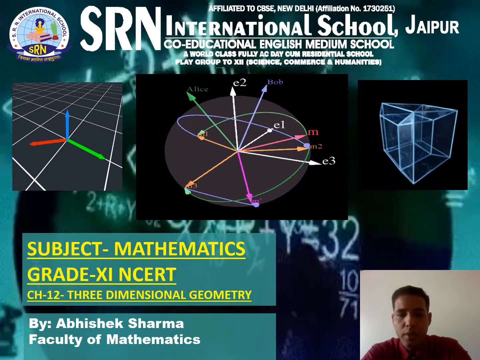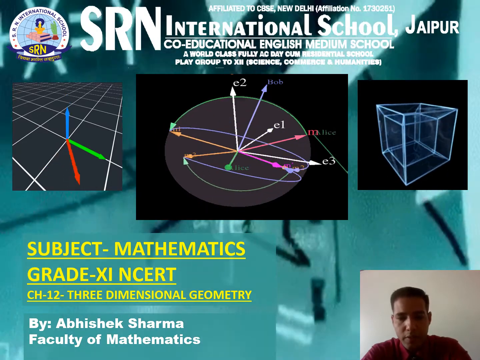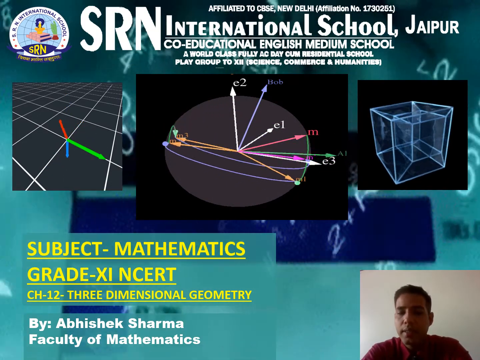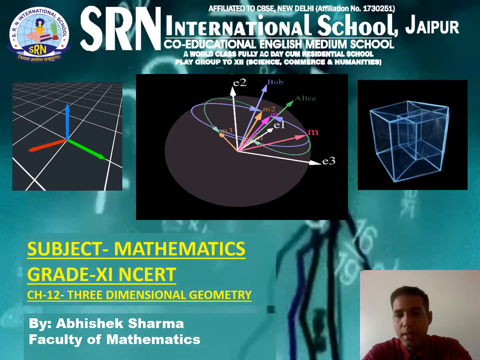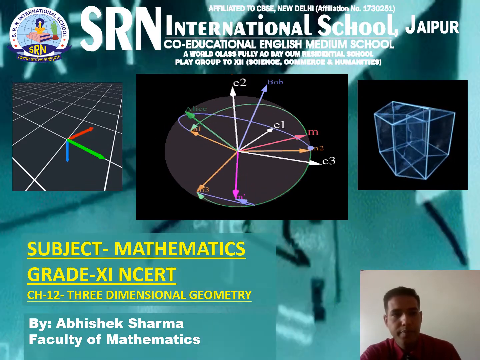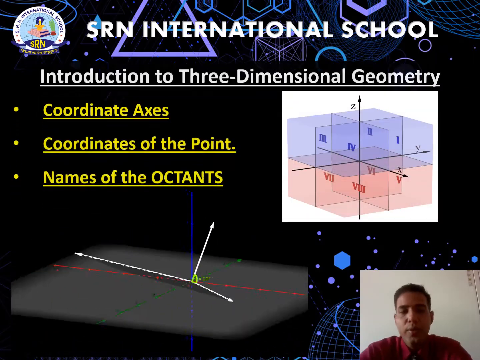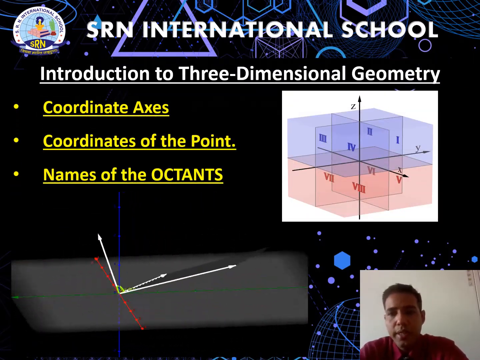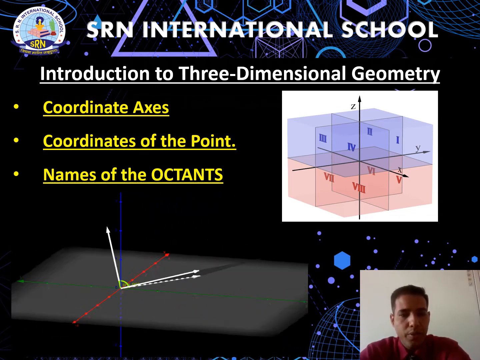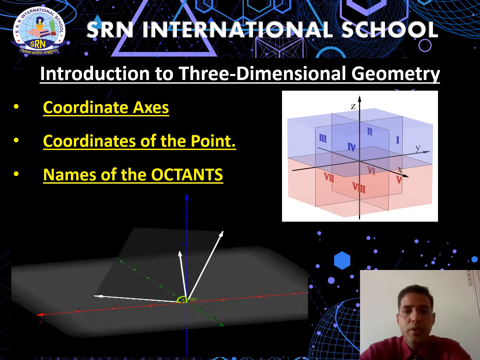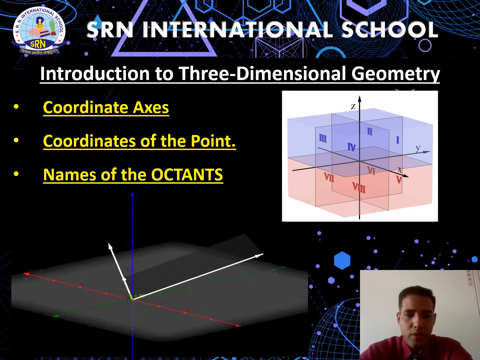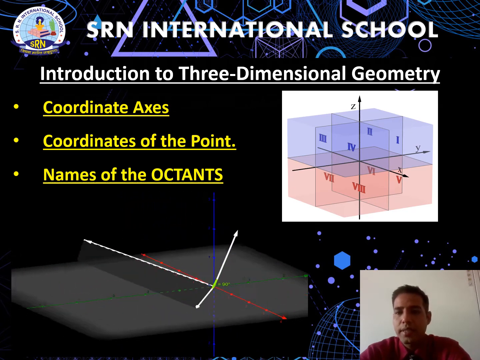In today's video, we are going to have a subject of Mathematics Grade 11th NCERT, Chapter number 12, Three-Dimensional Geometry. So let's begin with the topic. Now we are going to have the introduction to three-dimensional geometry. The main terminologies which we are going to have when we are dealing with the chapter of three-dimensional geometry is coordinate axis, coordinates of the point, name of the octants.